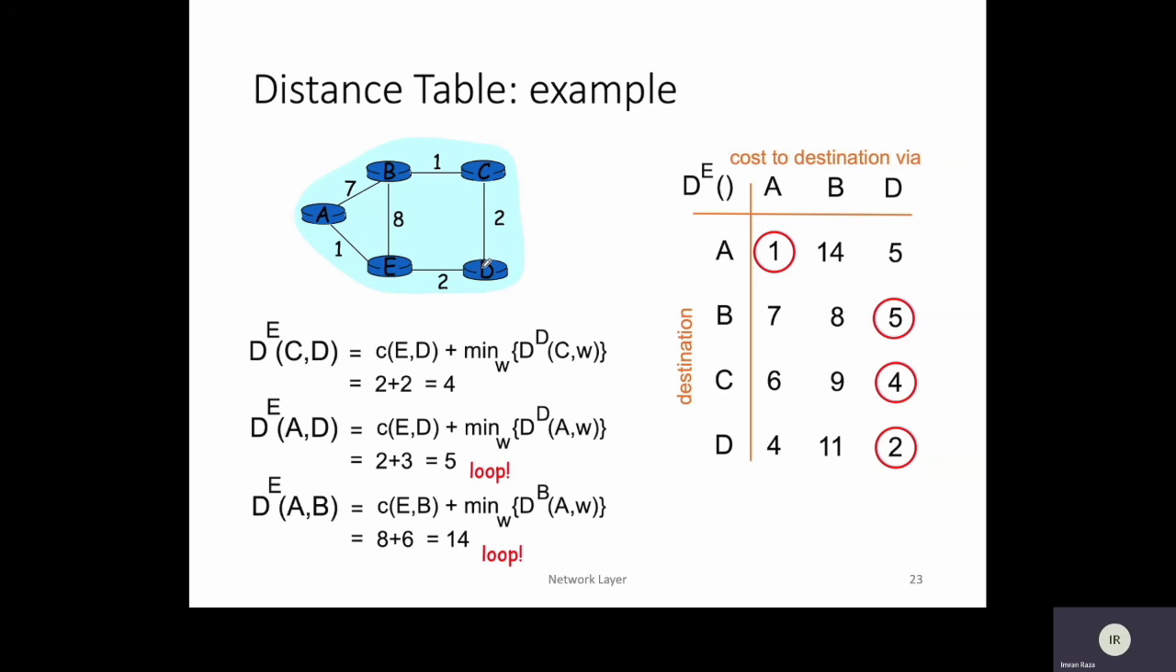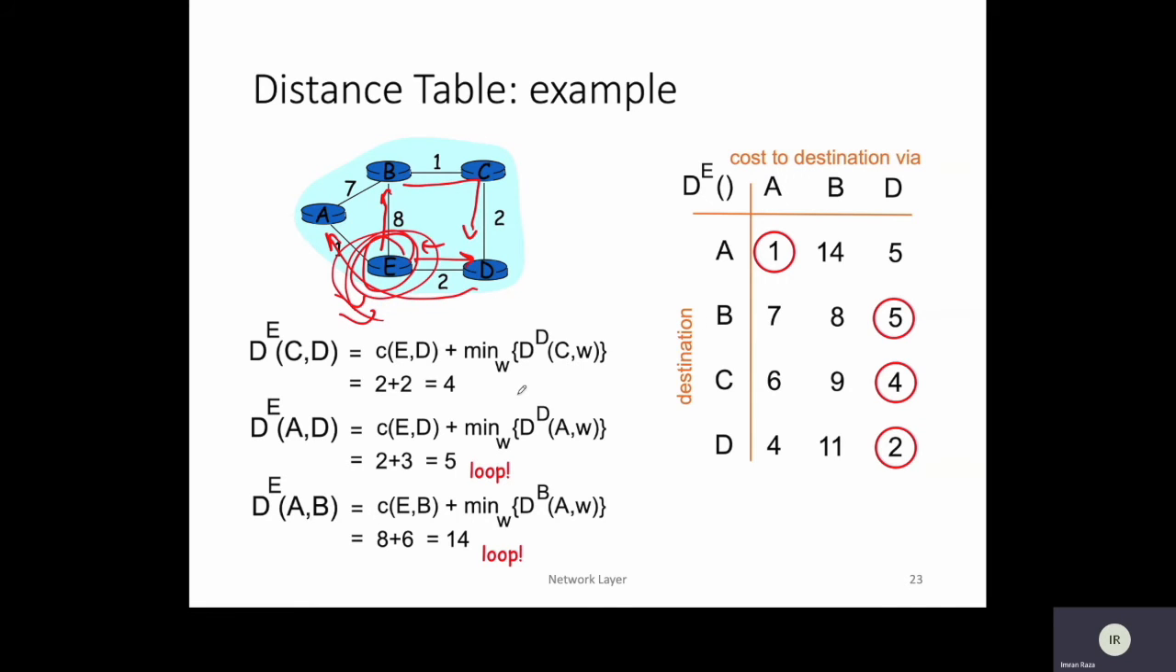So the cost reached from E to A via D is what? This means E will first send a message to D, and D's shortest path is via E. So there is a loop here. This cost means the cost reached from E to A via D involves a loop. Similarly, look at this cost reached from E to A via B. Again, I want to go from E to A via B. So first I'll send a message to B, and B's shortest path is again via E. So again, we have a loop at E.